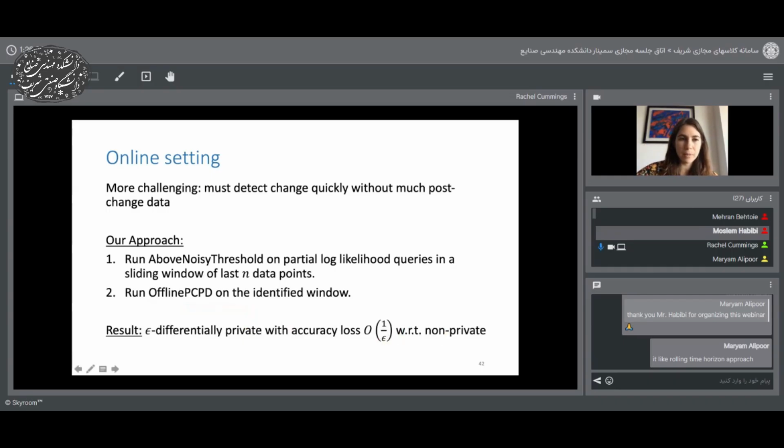So that's the plan. And the result is we have an epsilon differentially private algorithm with accuracy loss of order 1 over epsilon compared to the non-private case. And so this means that we match in all the other parameters, but of course we have some loss in terms of the epsilon because we have privacy now and we didn't before.